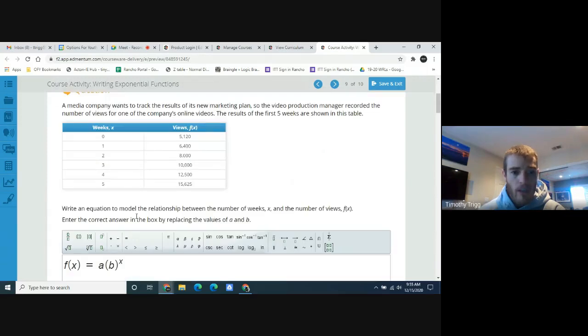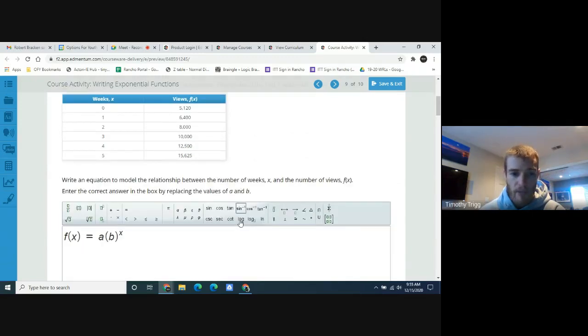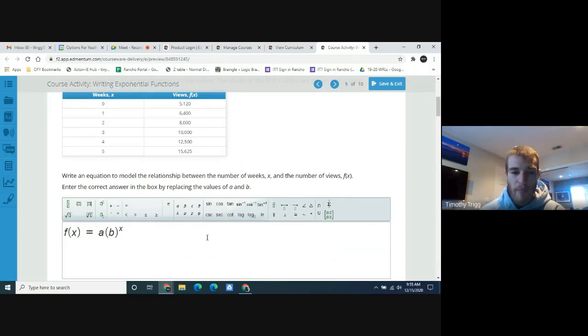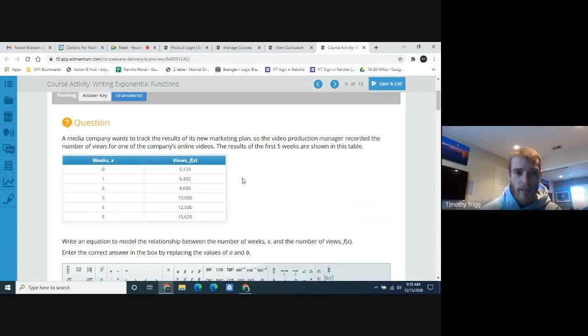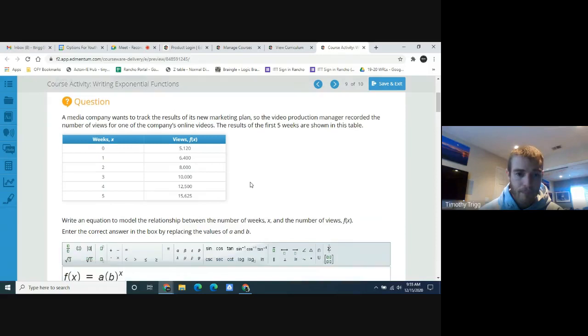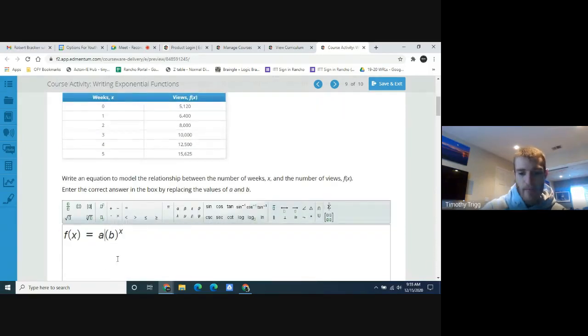All right, now write an equation to model the relationship between the number of weeks x and the number of views f of x. Enter the correct answer in the box by replacing the values of a and b. So essentially, we're replacing a and b in this case. Now, just like before, a is the starting amount. So in our case, the value for a is 5,120. And we could just replace that here.